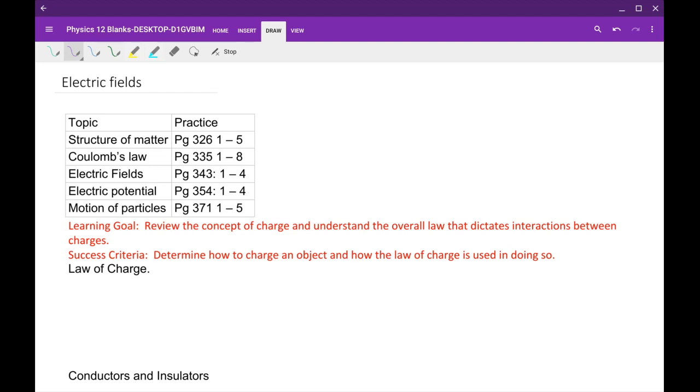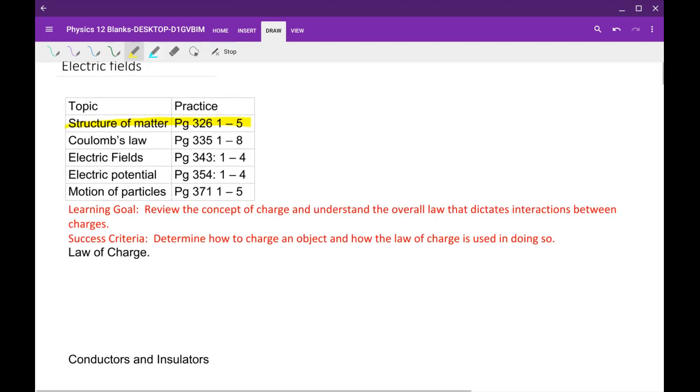Right now, this first unit is going to be called the structure of matter. You can find a couple of practice questions on page 326. So today's learning goal is to review the concept of charge and understand the overall law that dictates interactions between charges, and determine how to charge an object and how the law of charge is used in doing so. All right, so this first section is kind of just a reminder of how charge works.